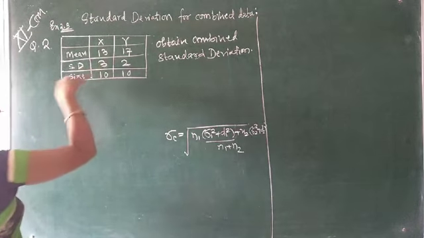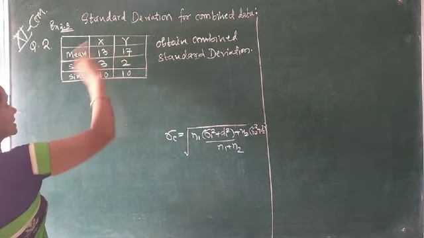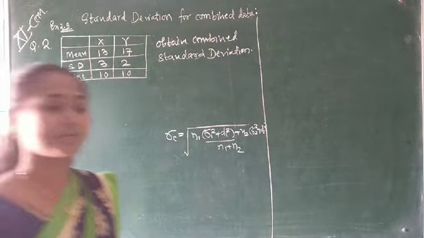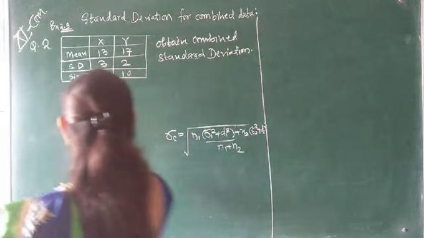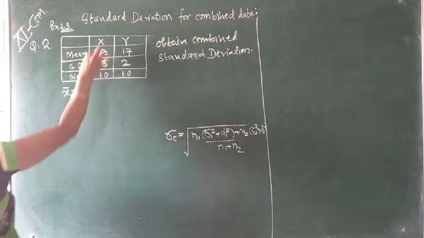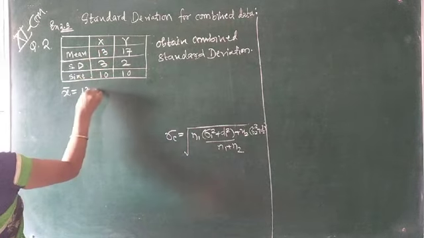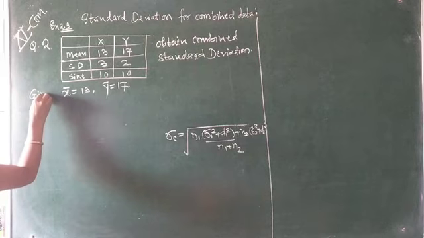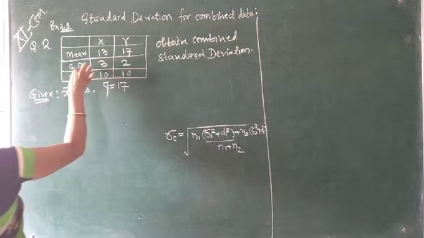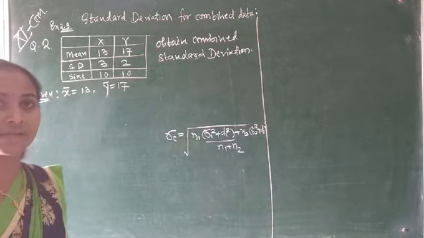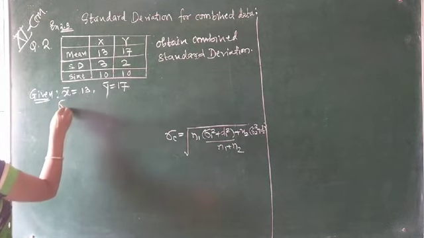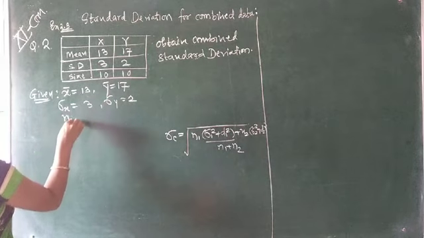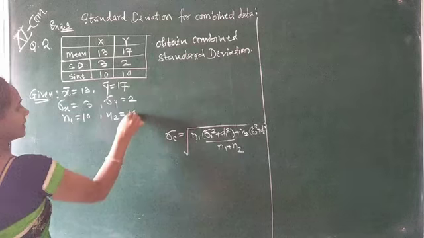Here we have been given a table for two sets of observations, x and y: the mean of x and y, the standard deviation of the two, and the total number of observations in x and y. Let us see first. The mean of our first set of observations, x bar, is 13, and the mean of the second set, y bar, is equal to 17. Right, given. Next, we are also given the standard deviations of set x and set y. That means sigma x is 3 and sigma y is 2, and n1 is 10 and n2 is also 10.